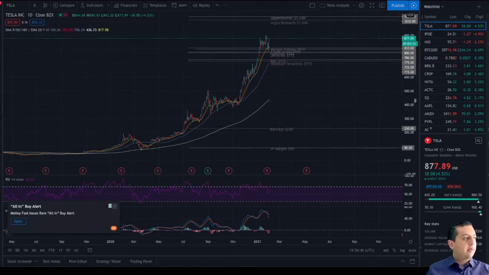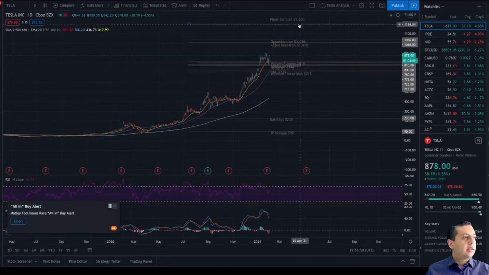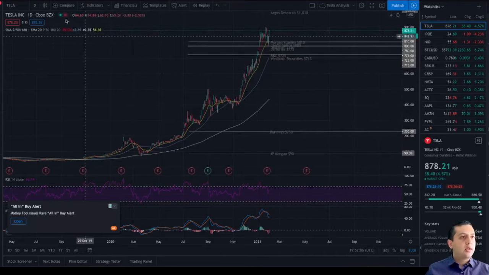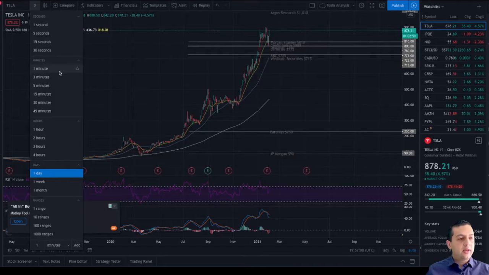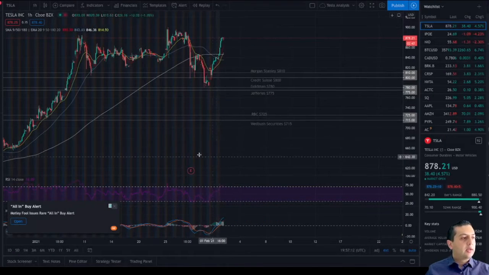Yesterday we were already very bullish, and I've been adding all the targets that we're seeing on the street. Now we have the highest target at 1,200 for the stock, but you can see that we're getting a lot of targets around the 700 to 800 area right here. Tesla overall is still quite bullish, so let's look at our 1 hour chart to try to find an entry point.